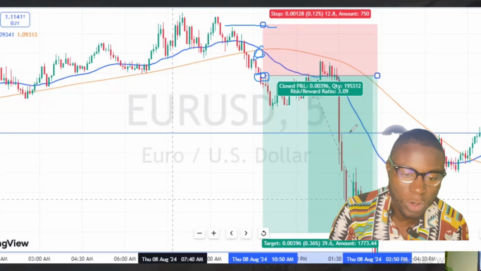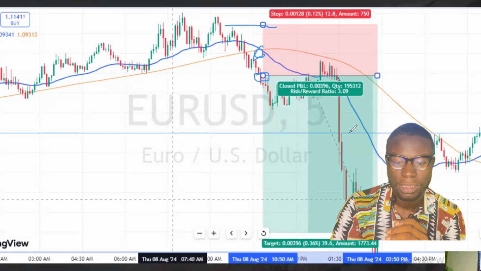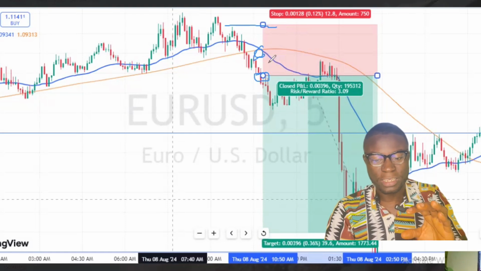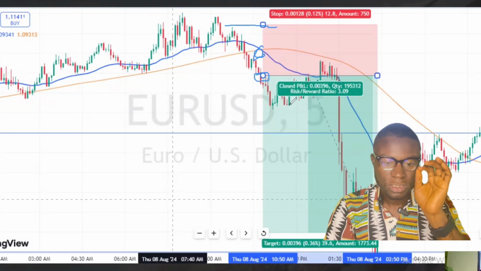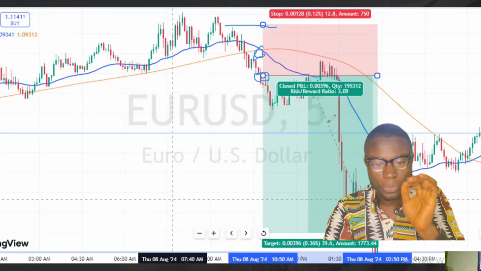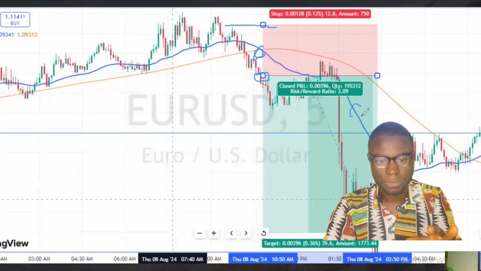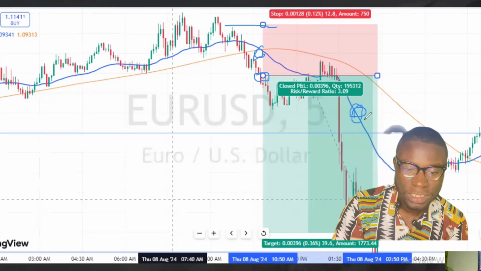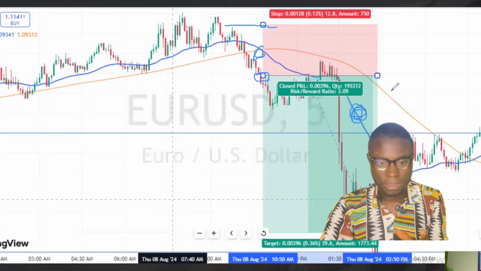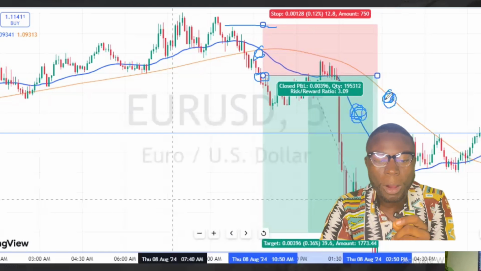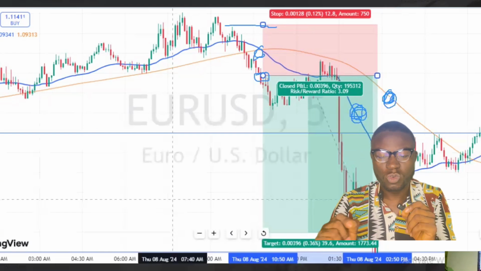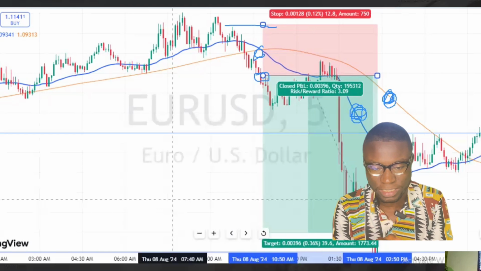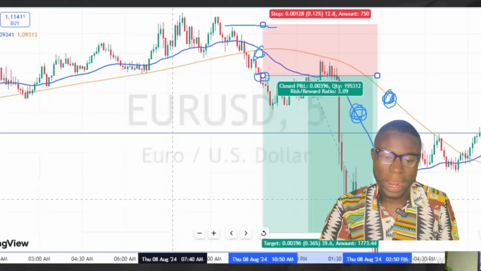Now there are two ways I take my profit in this. When price starts moving in my favor and has moved to an extent in my favor, I will start using the moving average, this orange colored moving average, because most of the times it serves as a trend line, as a support or resistance trend line.